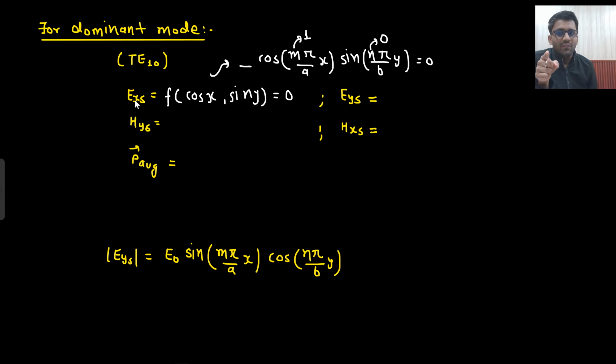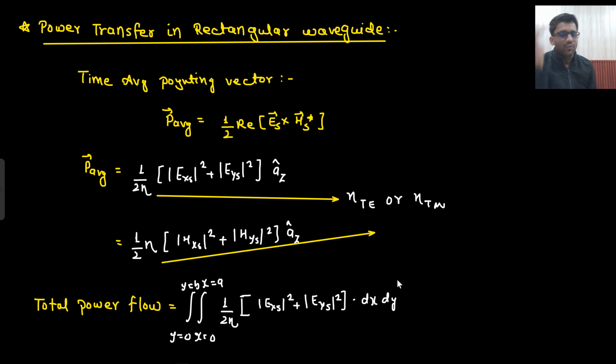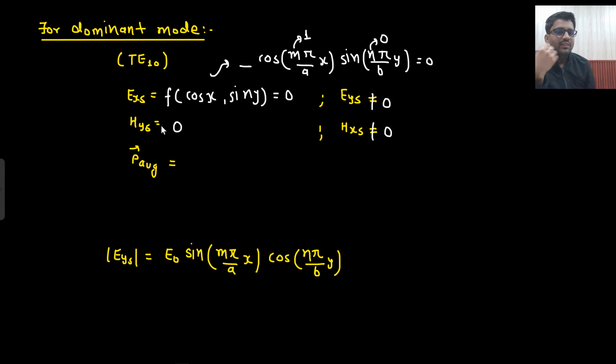Same goes for HY as well. In dominant mode, if EX is 0, then certainly HY is also 0. And these two are non-zero: EY and HX are non-zero. Are you getting this point? What I did here is find the EX, HY, EY, HX expressions for dominant mode. Why am I finding them? Because I need to find the power flow. For power flow, you would require EX, EY, HX and HY expressions. Then I got to know that EX and HY are 0 for dominant mode and these are non-zero.